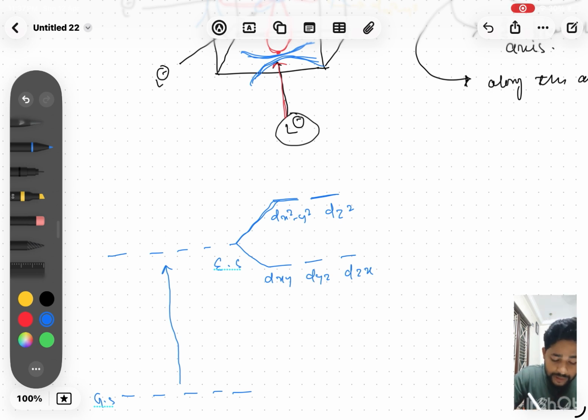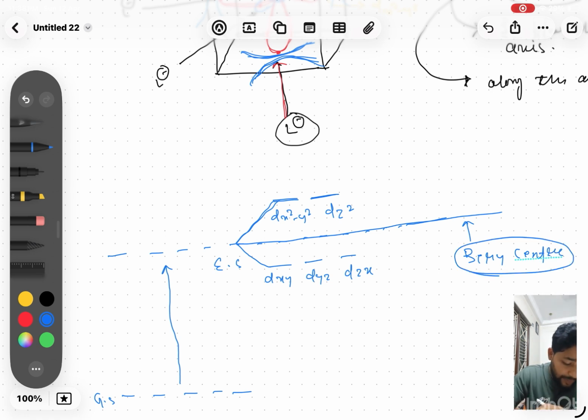Okay, now see what will happen. This center is known as the barycenter, the barycenter energy. Okay, now see this gap. This gap is known as delta O, the energy difference in the octahedral environment. Okay, this O represents octahedral.